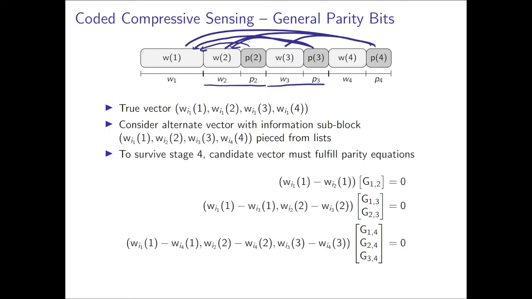Consider an alternate vector whose segments are taken from different devices. So here we have the first segment, W1, coming from device I1. The second block is coming from device I2, and so on. We want to reflect on what is needed for this vector to survive the parity check constraints. To survive the first round of the parity check, the parities in the second block have to match what would be generated by the first block.